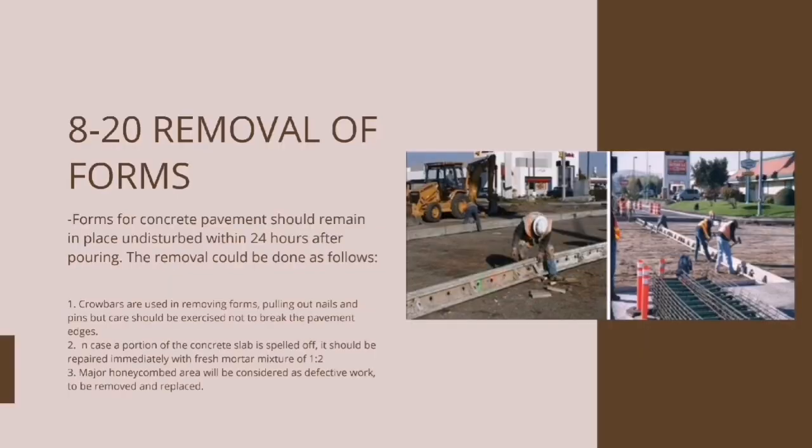The next is removal of forms. Forms for concrete pavement should remain in place undisturbed within 24 hours after pouring. The removal could be done as follows. First, the crowbars are used in removing forms, pulling out nails and pins, but care should be exercised not to break the pavement edges.